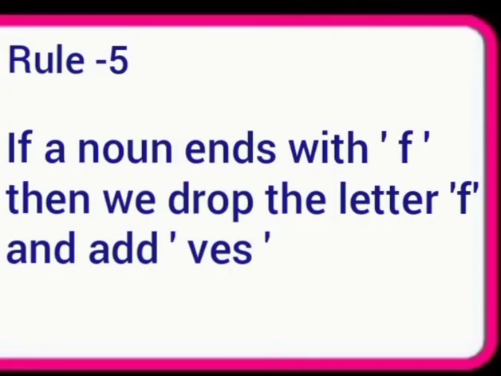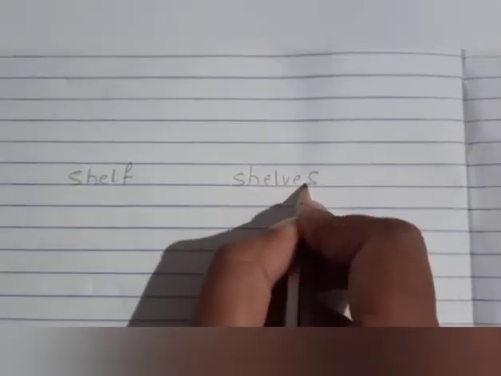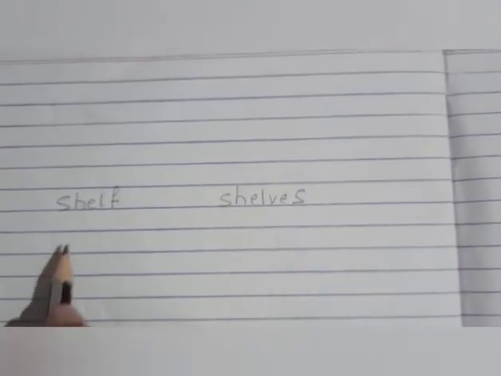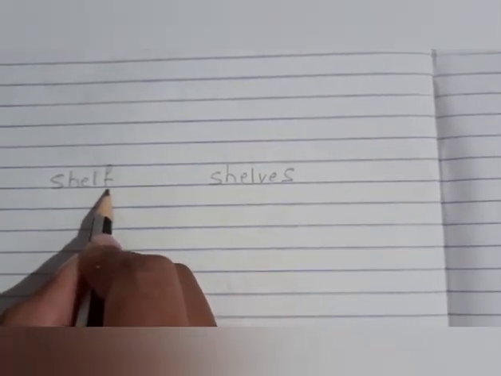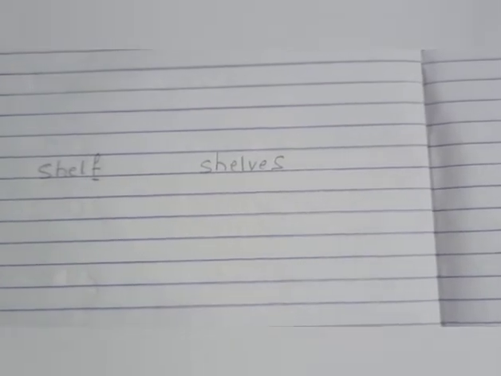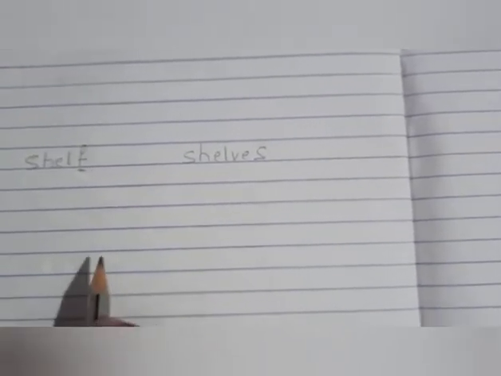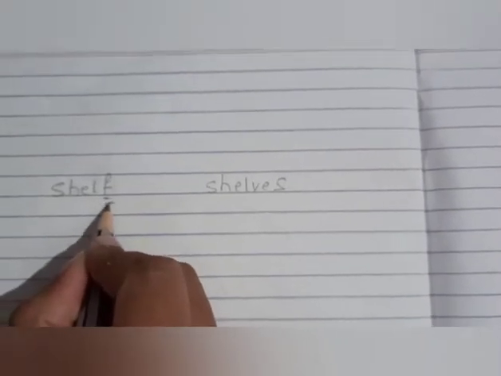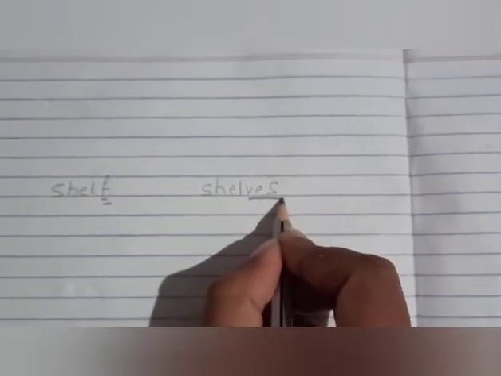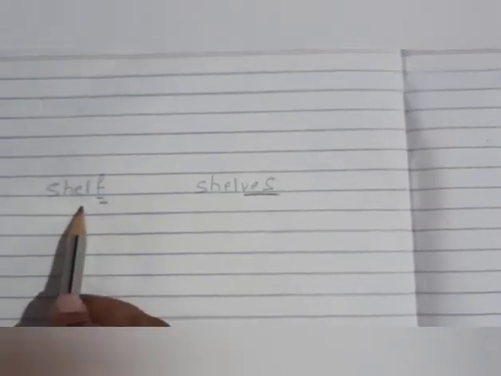Rule 5. If a noun ends with F, then we drop the letter F and add VES. For example, shelf. One shelf, so many shelves. The word ends with the letter F. To make its plural form, we drop the letter F and we write VES to make it plural form. Shelf, shelves.